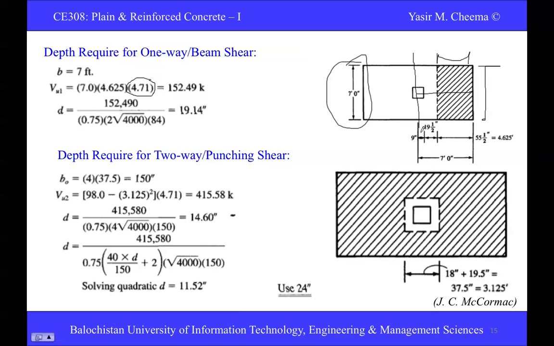And this dimension from here to here is known to us, that is half of the column dimension. The column full dimension is 18 inch, and half of the column is 9 inch. So from here to here it is 7 feet minus 9 inch.